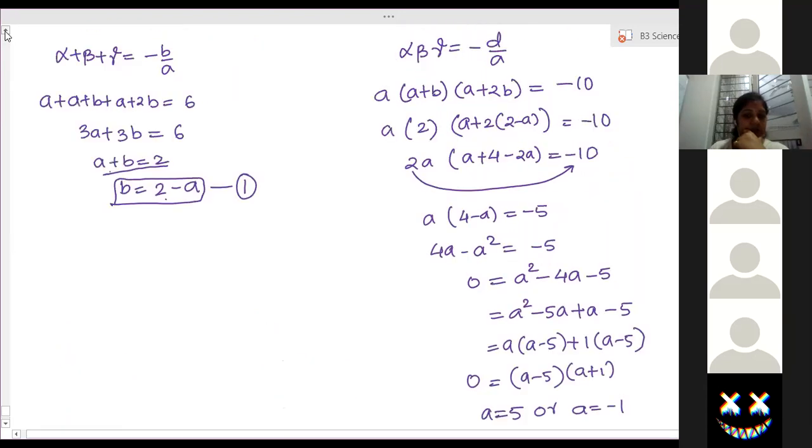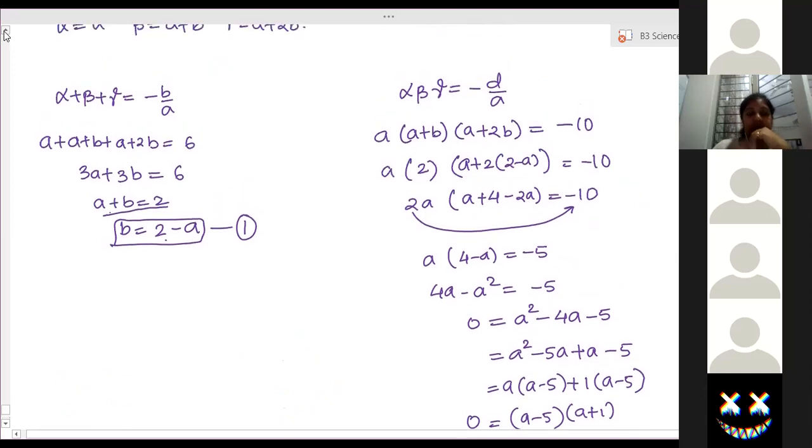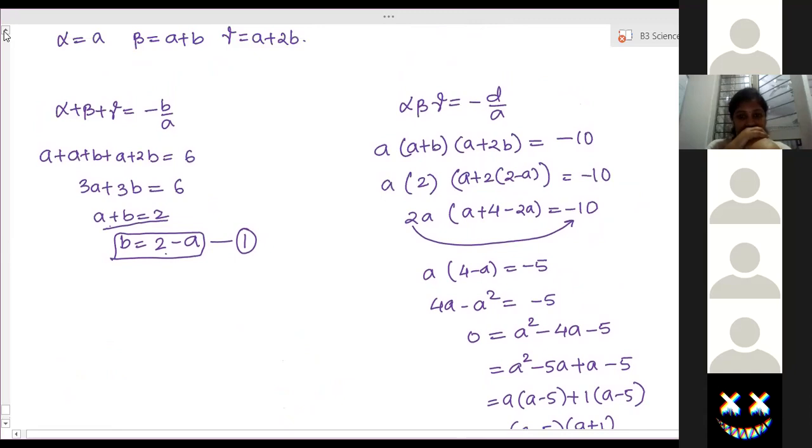Ma'am, I did it using an easier method. Which method have you used? Ma'am, A plus B is equal to 2, so I took that as equation 1. Then alpha, beta, gamma is equal to minus D by A. So A of A plus B of A plus 2B is equal to minus 10. So A plus B is 2 from equation 1. So 2 of A plus B is equal to minus 10. So A square plus 2AB is equal to minus 5. Right. So I took that as equation 2.